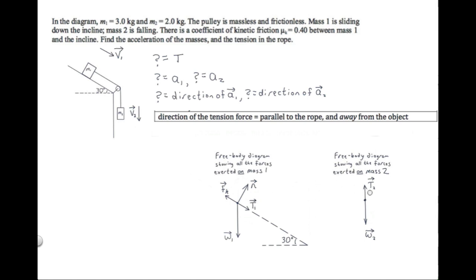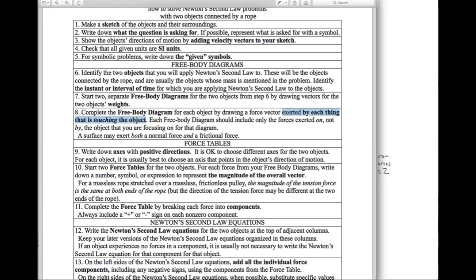Are there any other forces being exerted on mass 2? Well, is there anything else that's touching mass 2 besides the rope? No, nothing else is touching mass 2, so there are no other forces being exerted on mass 2. In particular, mass 2 is not in contact with the type of thing that we would consider a surface, so there is no normal force or frictional force being exerted on mass 2.